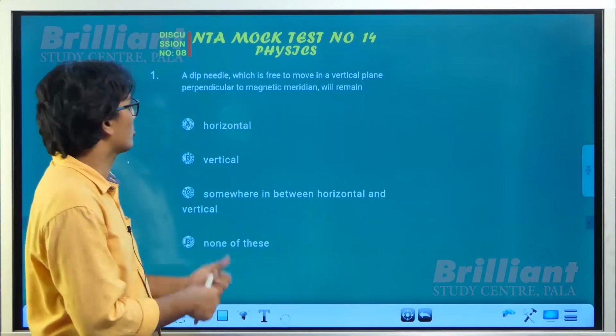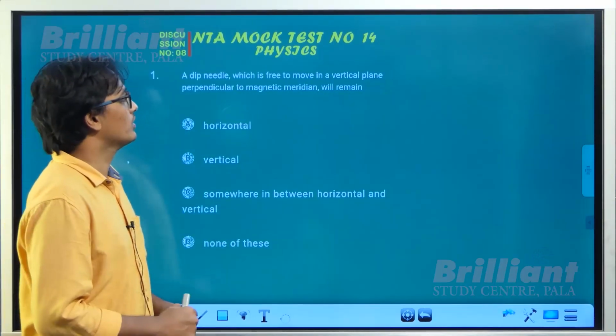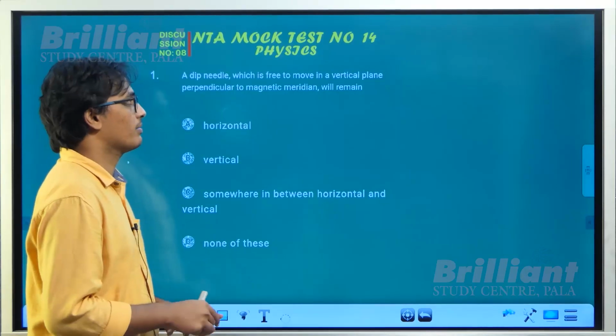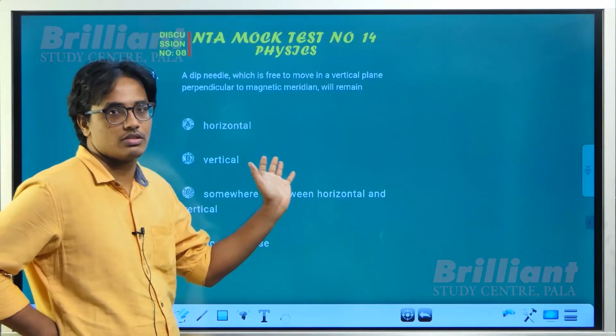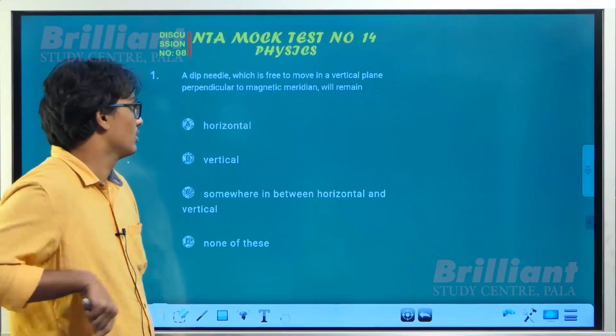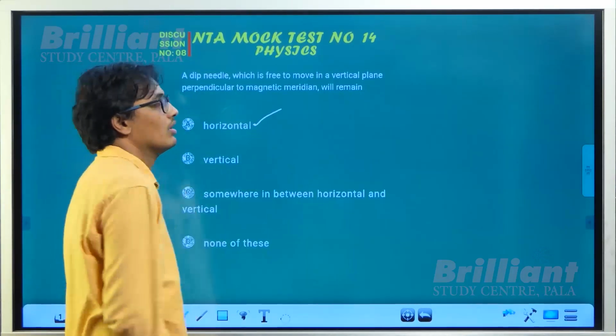So if you look at this first question, a dip needle which is free to move in a vertical plane perpendicular to the magnetic meridian will remain. A dip needle will always remain in the direction of the horizontal magnetic field. So the option is A.